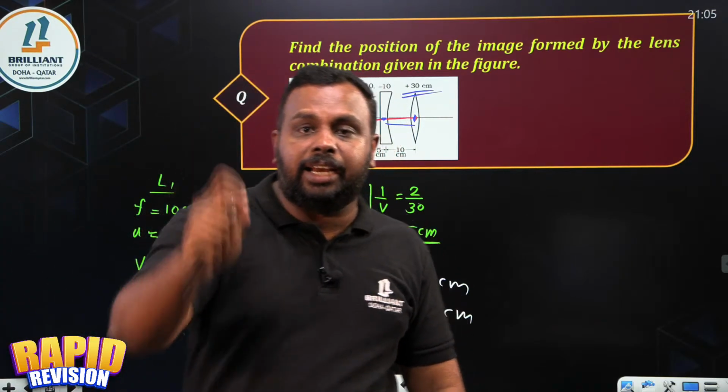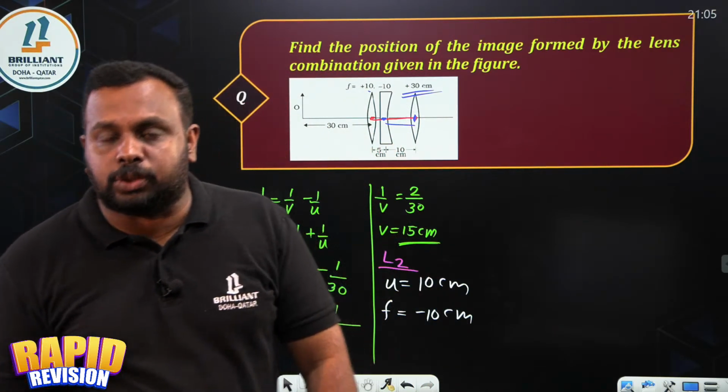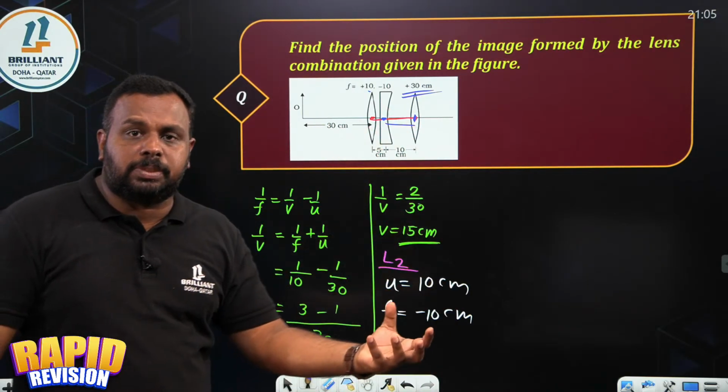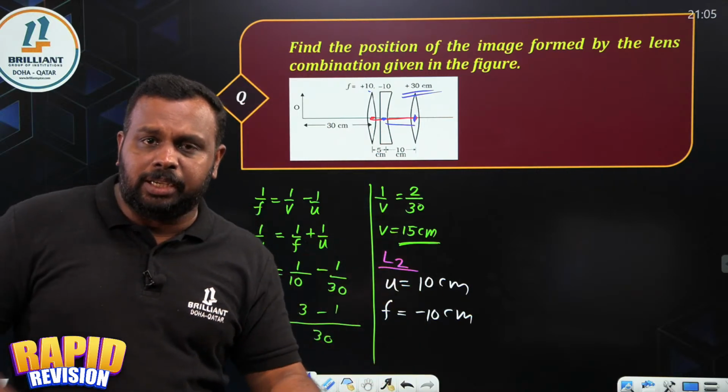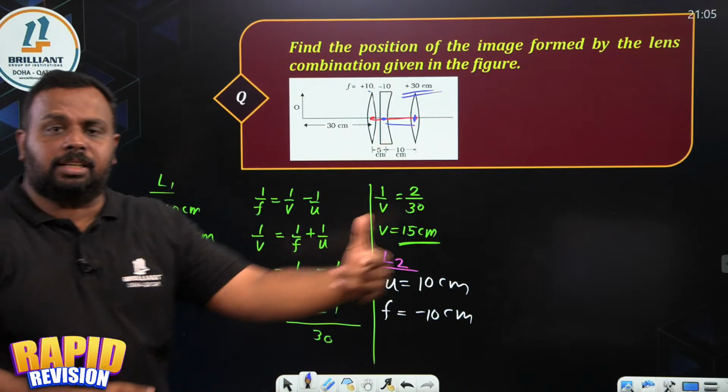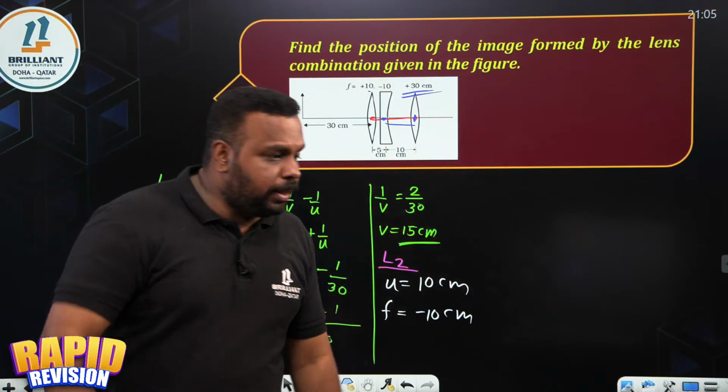I think you got the idea how to approach these kind of questions. Start right from the first lens. Check the object distance, focus, find the image distance, and from that image distance find the object distance for the second lens, and go on. I think it's very clear.